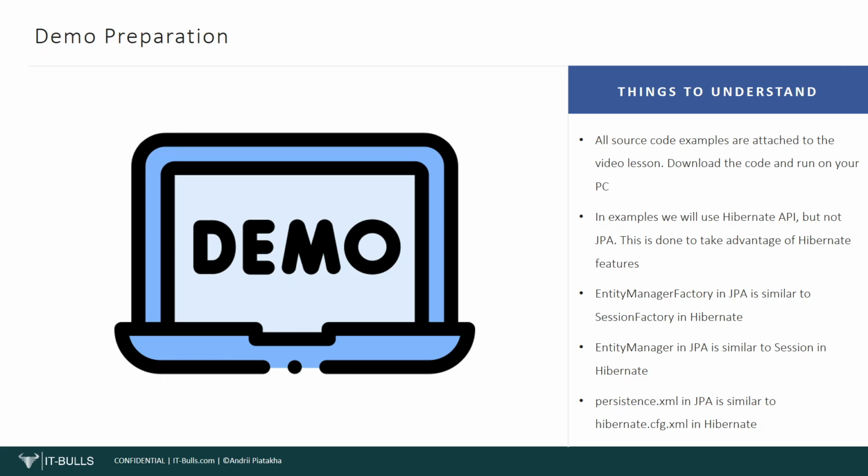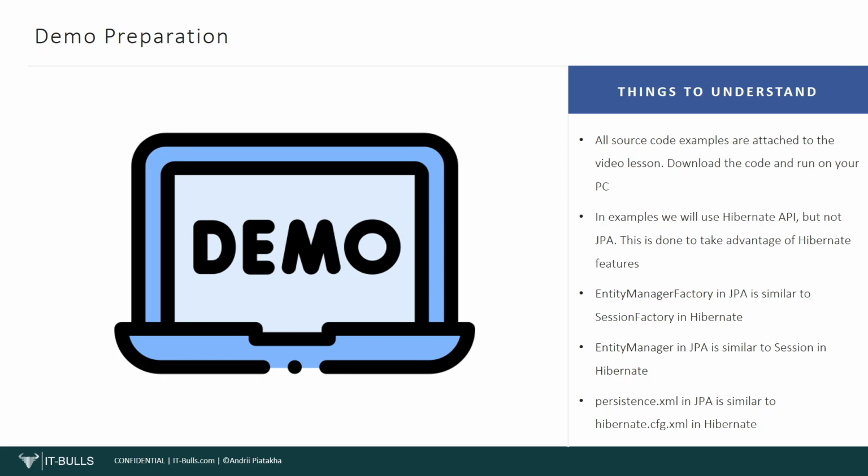You're already familiar with the JPA terminology, but to take advantage of Hibernate features in this lesson, we are going to use Hibernate API. While it is pretty intuitive if you know JPA already, still, I would like to highlight a few things. Entity Manager Factory in JPA is a similar thing as Session Factory. So, when in examples you are going to see that I work with Session Factory, remember that it has similar goals as Entity Manager Factory.